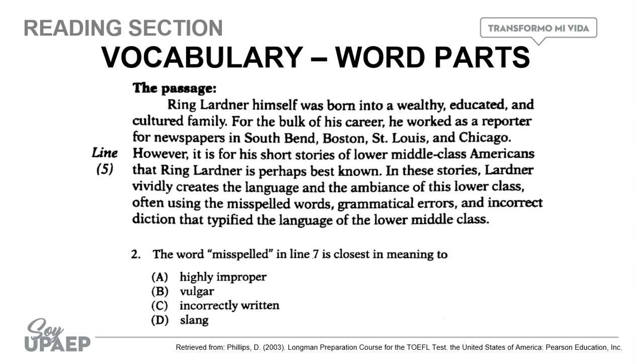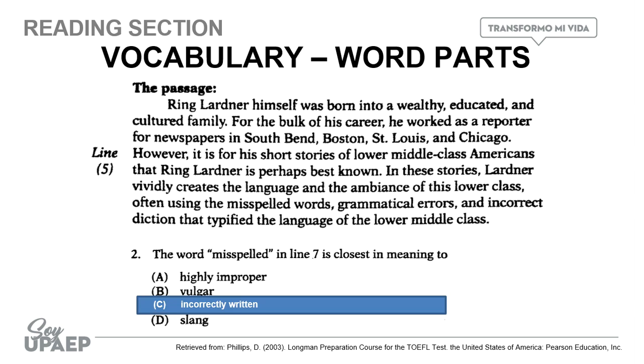Let's do another example. We have the question, the word misspelled in line 7 is closest in meaning to. Remember that line 5 is going to help you find line 7 more easily, okay? So you have 4 options: highly improper, vulgar, incorrectly written, and slang. If you know what miss means, and if you know what spelled means, then it is very easy for you because you automatically know that misspelled means incorrectly written, right? But you can also check the context in order to double check your idea.